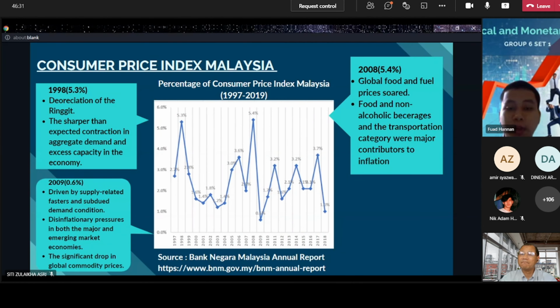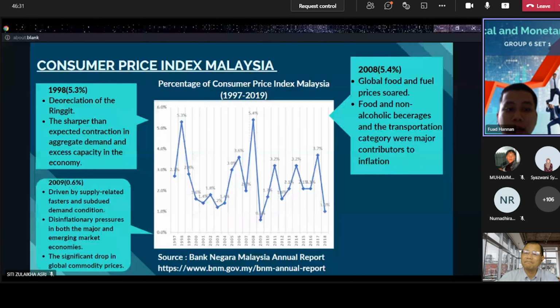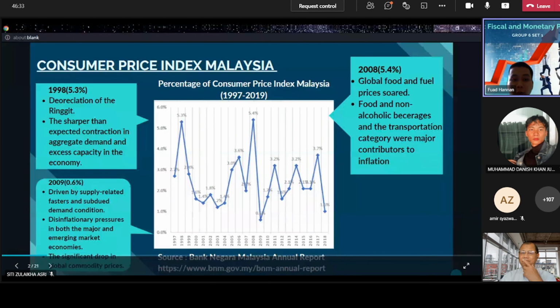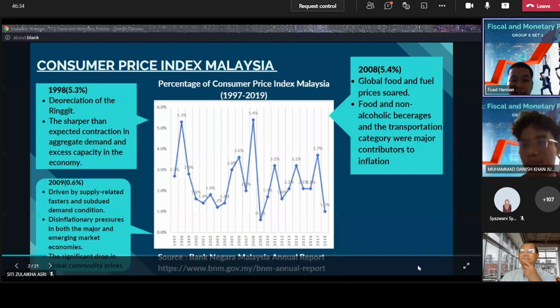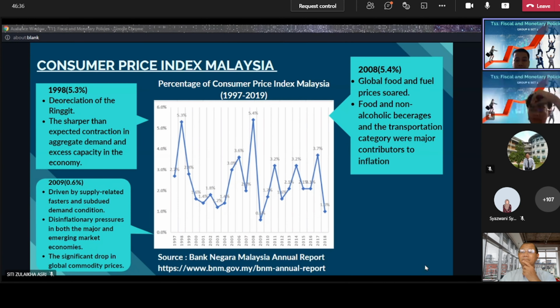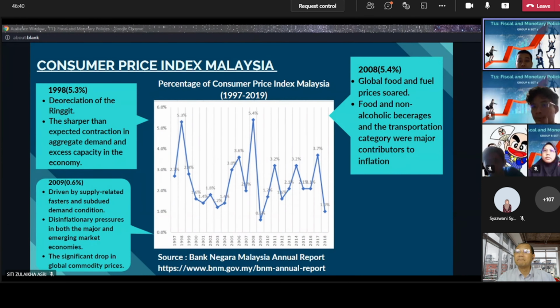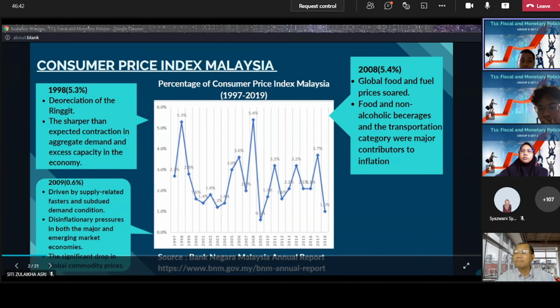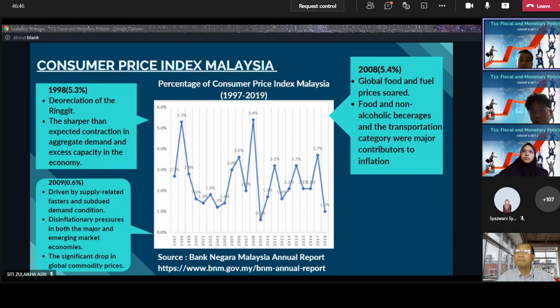Assalamualaikum everyone. My name is Mohd Shukri. Today I would like to present the consumer price index from 1997 until 2019. Based on the chart, we can see that in 1998 and 2008 there were increases to the highest consumer price index of 5.3% and 5.4%. However, in 2009 there was a sharp decline in the consumer price index from 5.4% to 0.6%.